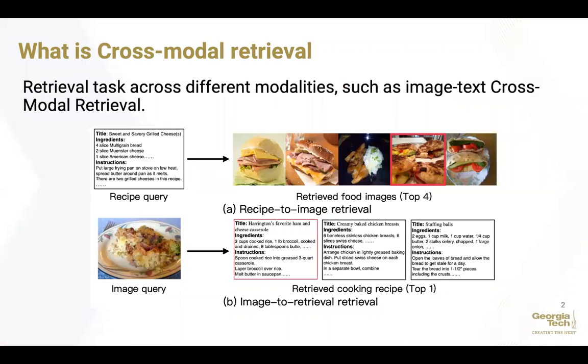So what is cross-modal retrieval? Cross-modal retrieval is a retrieval task across different modalities, such as image-text cross-modal retrieval. Here we take the cross-modal retrieval between cooking recipes and food images as an example, as shown in this figure. Given a recipe query, we want to find the top matched food images. Similarly, given a food image, the cooking recipes with the highest relevance ranking are retrieved, and the matched one is ranked as top one here.